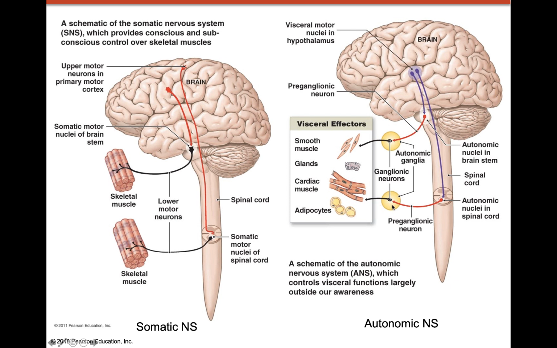And again, the neuron that comes before, the neuron that's going to enter the ganglion, is called the preganglion neuron. And the neuron that's going to leave the ganglion is called the postganglion neuron. These ganglia are found in different places depending on if it's the sympathetic or parasympathetic division. And the preganglion neuron is myelinated and the postganglion neuron is not myelinated.